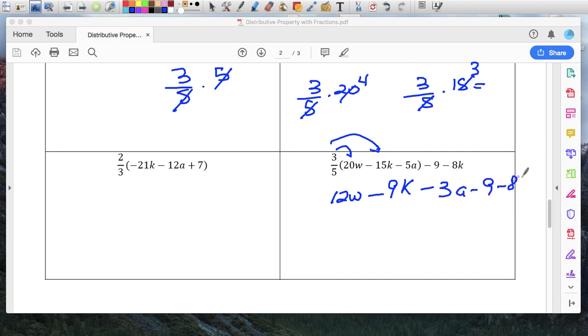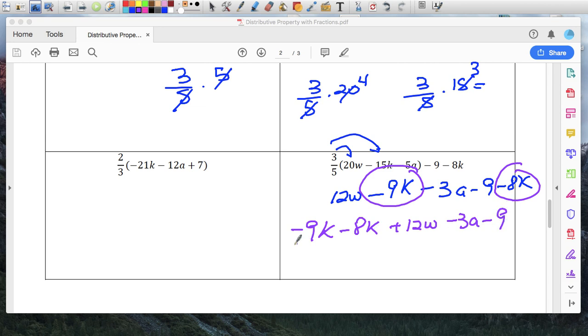Minus 9 minus 8k. Anyone I can combine? Yeah, the k. So it's minus 9k minus 8k. Let's put those two together. Minus 8k plus 12w minus 3a minus 9. So the only two terms you're going to combine are these. Everything else will stay the same. Negative 9 minus 8 is negative 17k. And then we're going to copy plus 12w minus 3a minus 9. And that's your final expression.